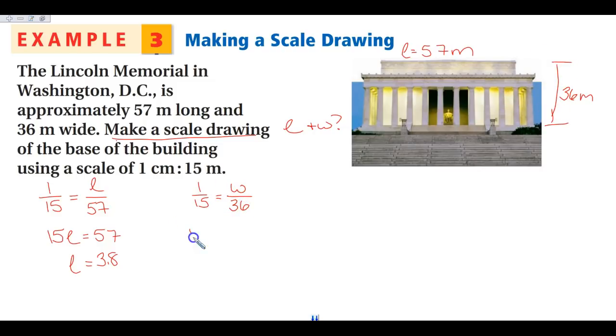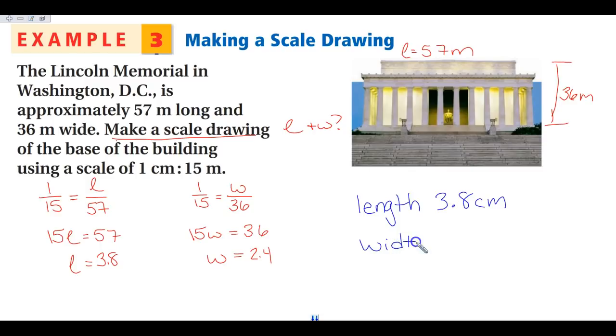Again, we're going to cross multiply. I'm going to get 15W is equal to 1 times 36, which is 36. Divide both sides by 15, and I'm going to get 2.4. So in my scale drawing, the length is going to be 3.8 centimeters, and the width is going to be 2.4 centimeters.